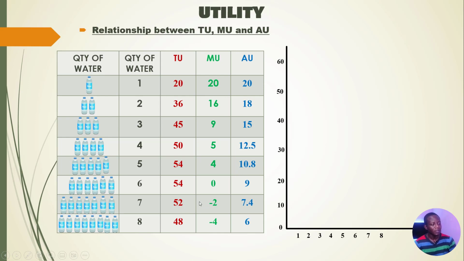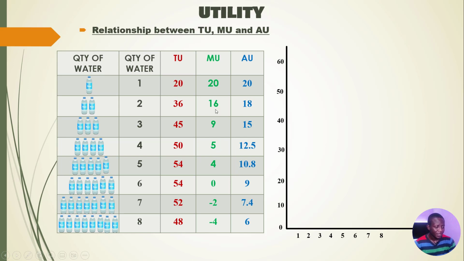So now, let's check the relationship. From the values in the total utility column, we realize that as we keep increasing the number of bottles of water that we are taking, the values keep increasing. That's from 20, 36, 45, 50, 54. Up to 54, it remains constant over there. And then it begins to fall from 54 to 52 and then 58. So if you were to increase the value, we realize that it will keep falling and falling and falling.